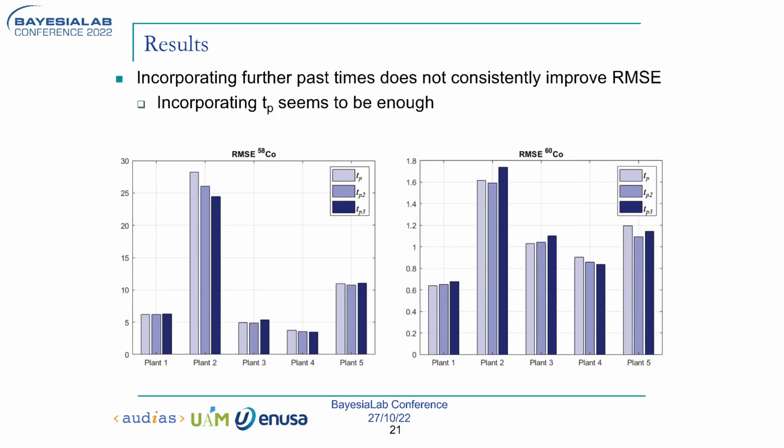Also, we see that incorporating further past times does not consistently improve root mean square error. So we tested introducing more dynamism in the network, not using only the past acquisition time, but the second past acquisition time and the third past acquisition time included in the network, making the dynamic Bayesian network more and more complex. And we see that the root mean square does not particularly improve because of that. So we see an improvement by introducing the dynamic information, but introducing dynamic information beyond the first past acquisition does not particularly improve the accuracy, the root mean square.